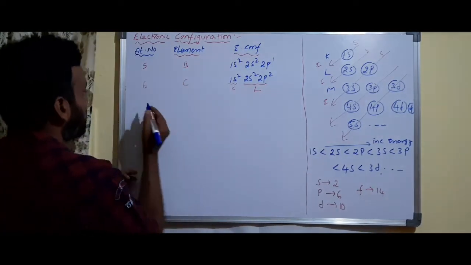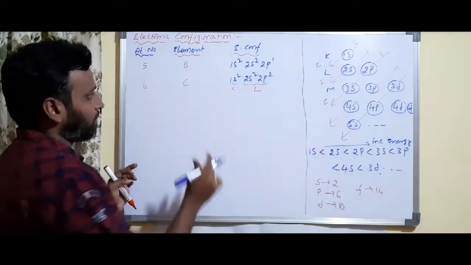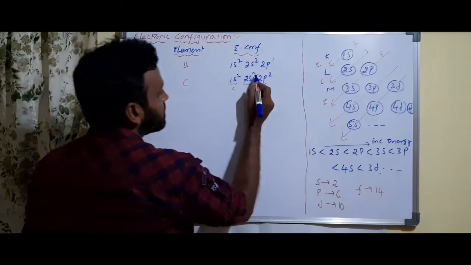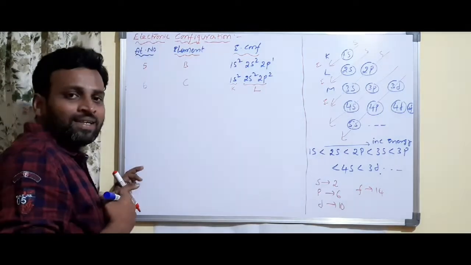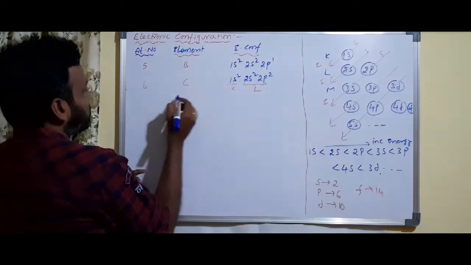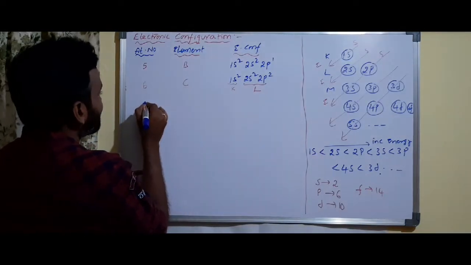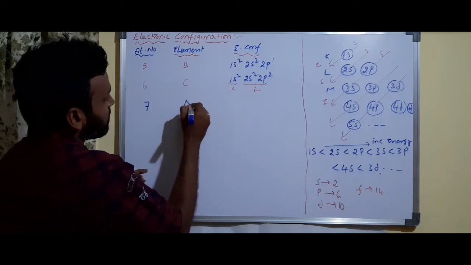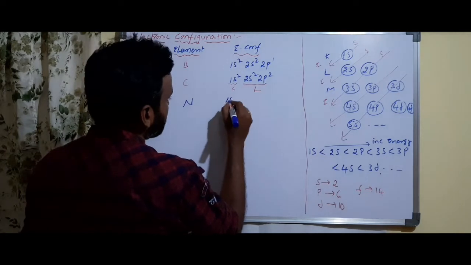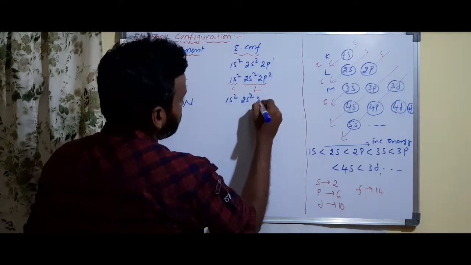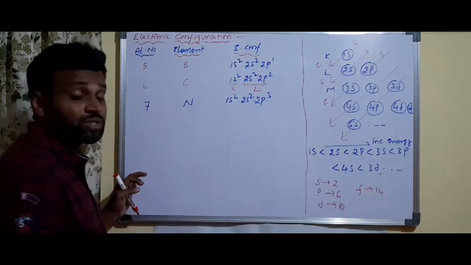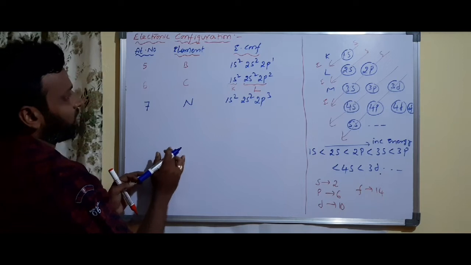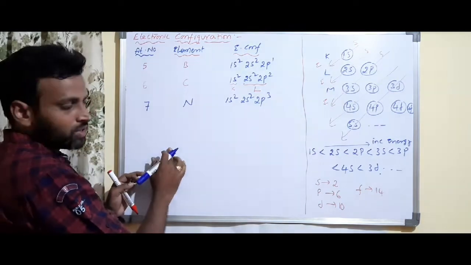Suppose the question is given: in carbon, how many electrons does the L shell consist of? That means 4 electrons. Understand? Okay. Next one is atomic number 7. Who is that? Atomic number 7 is nitrogen. Nitrogen configuration is 1s2, 2s2, 2p3. This is the configuration of nitrogen. Hope you understood?